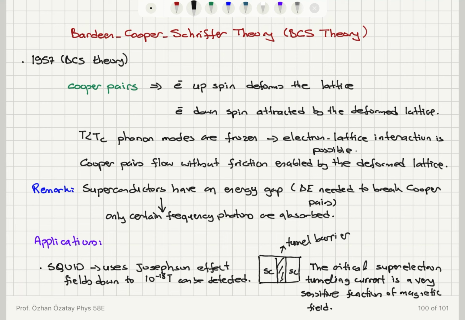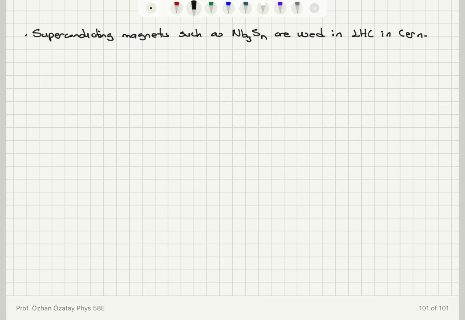Important applications include the superconducting quantum interference device, ultrasensitive field detectors that use the Josephson junction technology. The supertunneling current in a Josephson junction is a highly sensitive measure of magnetic field. And also superconducting magnets that can apply fields up to, well, easily about 10 Tesla are in use. For example, in CERN they can be used in accelerator applications.